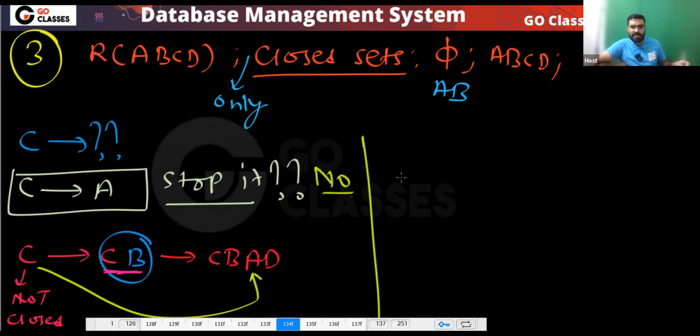So finally, what I can say, can you notice that C will bring everything? You cannot stop anything. C will bring everything. C will bring R. Similarly, D will also bring R. You can check it out. The same way, D will also bring R.